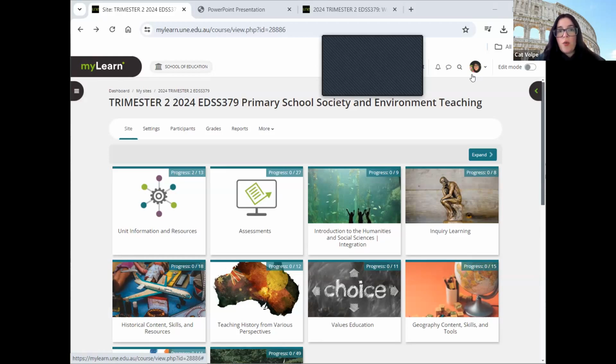This week we will be focusing on historical content, skills, and resources. We will be spending quite a bit of time looking at the history syllabus document, and we will continue to be looking at this document next week as well.